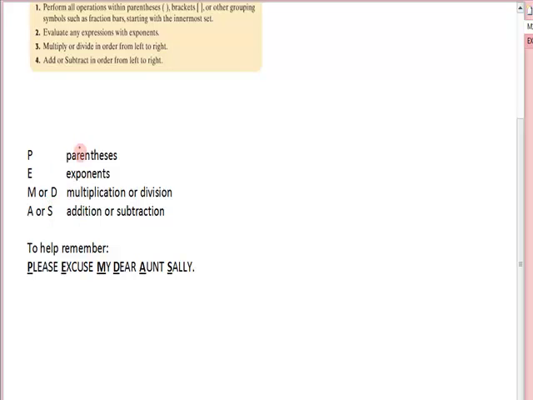To help you remember this order, you can remember this little silly sentence. Please excuse my dear Aunt Sally. Okay, take the first letter off of each one of those, and it is, please excuse my dear Aunt Sally. Now, the reason I've underlined the M and D, the A and S, is because you don't always do multiplication before division. You do them as you encounter them, left to right. Same with addition and subtraction.